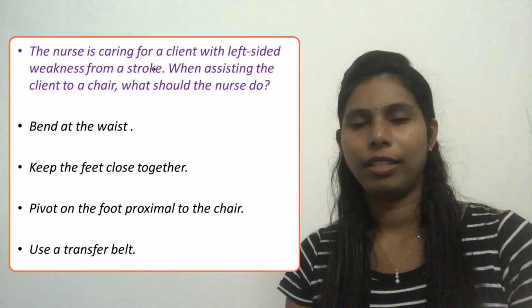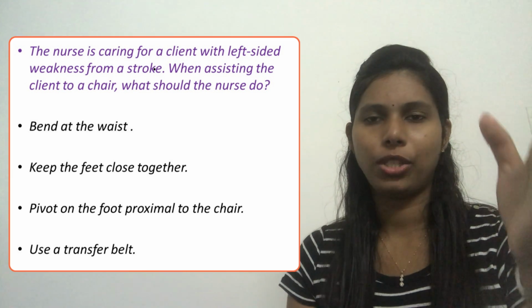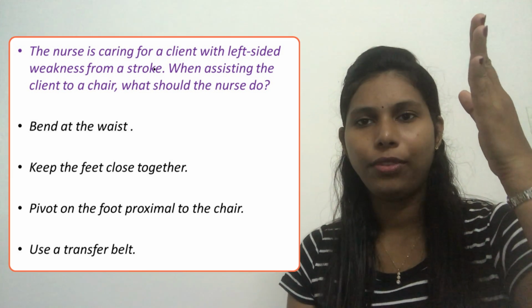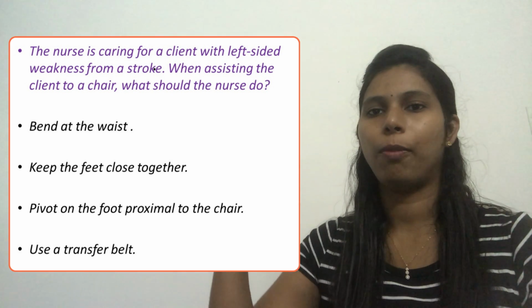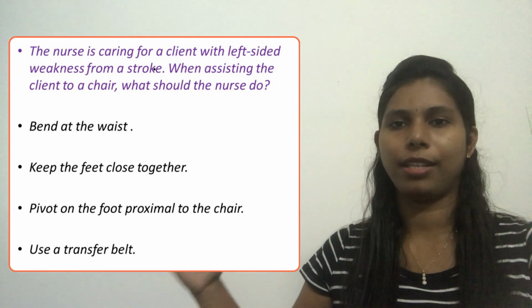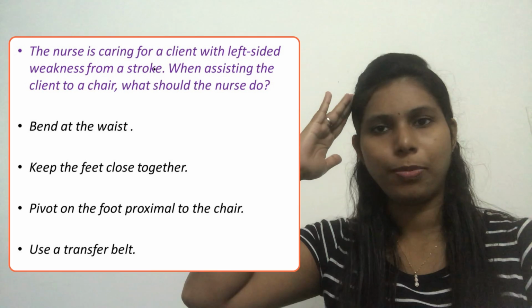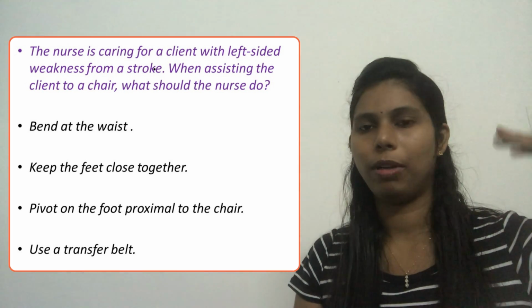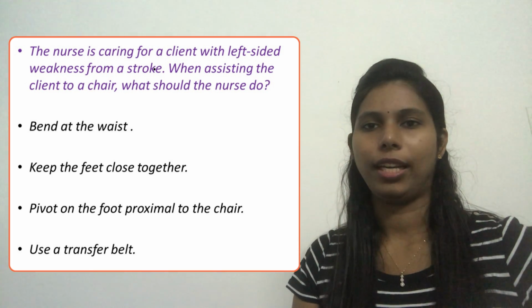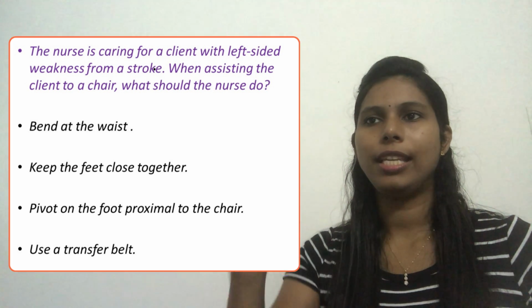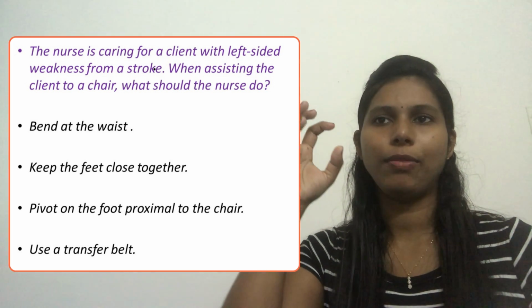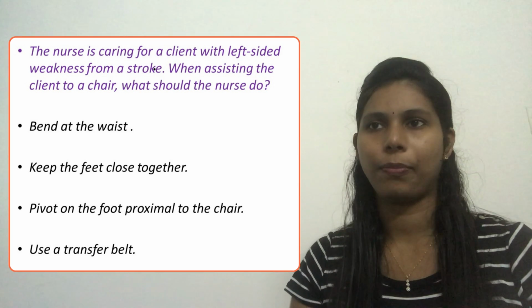So we know that for clients diagnosed with a stroke, if the left hemisphere is affected, the client will have a problem with the right side, like right side weakness. And if the right hemisphere is affected, the client will have a problem with the left side, or left side weakness. So in this case, the client has left side weakness.